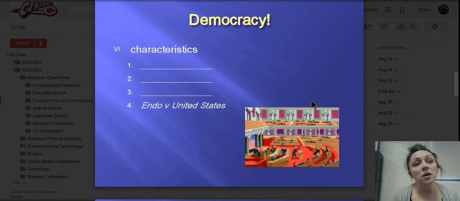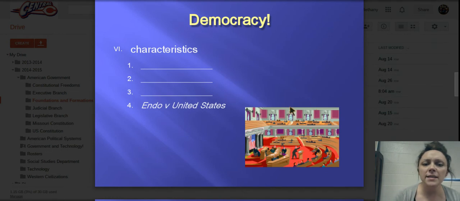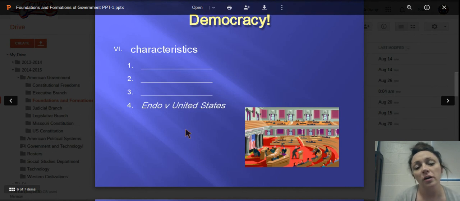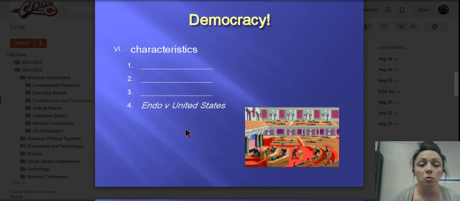And then we also have majority rule with minority rights. To give you an example, in the 2012 presidential election, the majority of people in the United States voted for President Obama. The minority of people in the United States voted for Mitt Romney or another third-party candidate. So what did we do with the people who voted for Mitt Romney, or for a third-party candidate whose candidate didn't win? Nothing. We respected their rights, even though they weren't part of the majority. That's pretty much what majority rule with minority rights is. It's the concept that the majority opinion will prevail, but the rights of the minority are still respected. And that takes me then to Endo v. United States. It's a landmark Supreme Court case that we're going to work on in class, and it deals specifically with that issue of majority rule with minority rights.